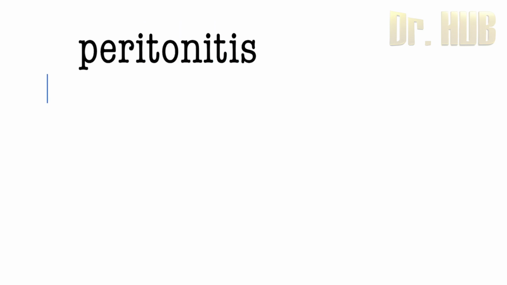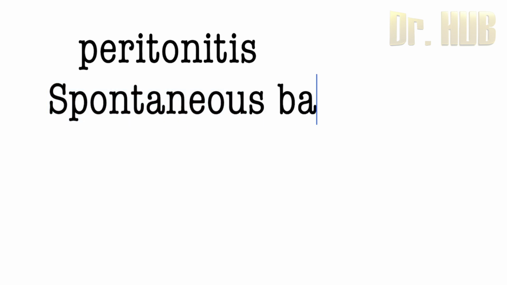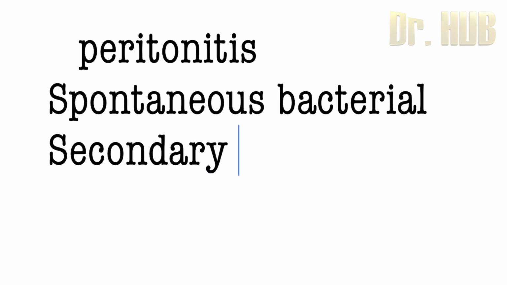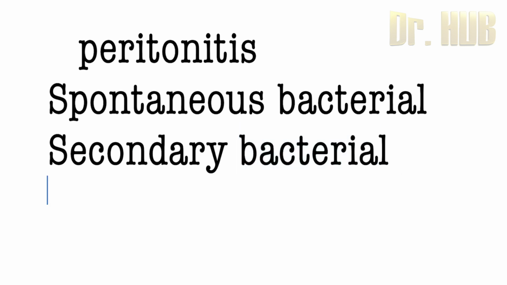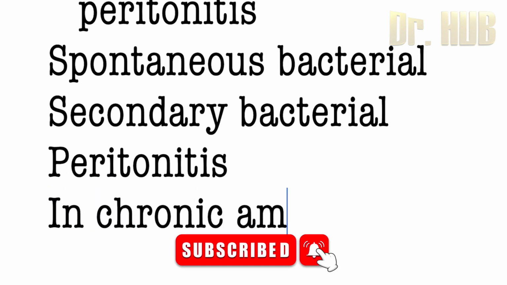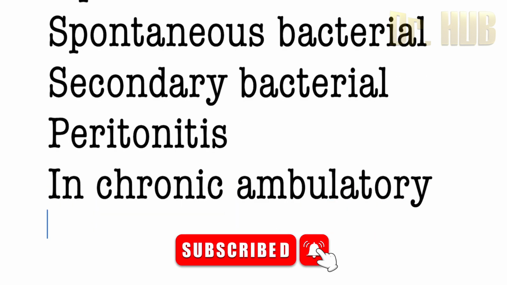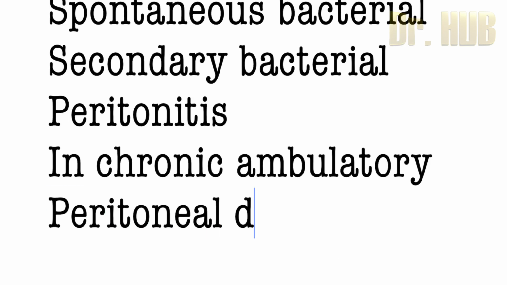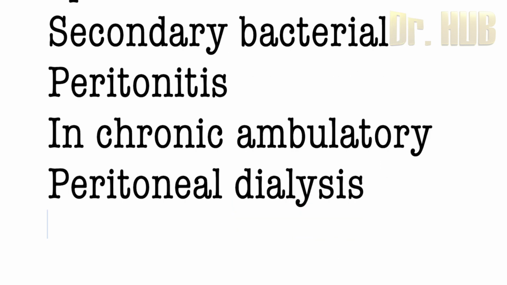Peritonitis. So what are the types of peritonitis? There is spontaneous bacterial peritonitis. There is secondary bacterial peritonitis, and this is due to visceral perforations. And there is peritonitis in case of chronic ambulatory peritoneal dialysis, also known as CAPD.